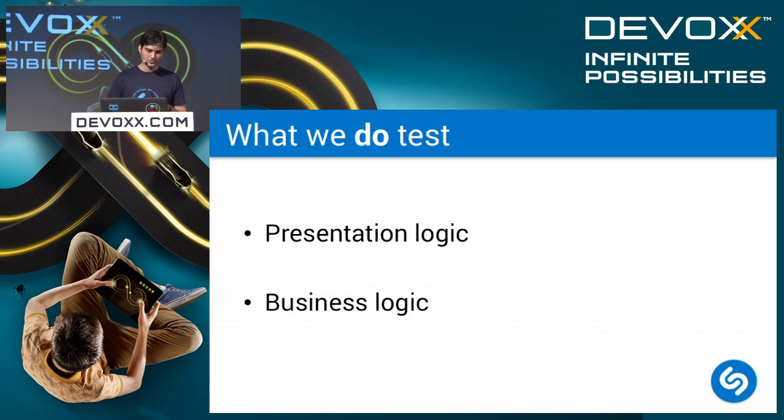So I'm going to state the obvious, and what we do test is anywhere where we have logic. So presentation logic is the first thing. We want to test when devices show things in and out of your screen. There is definitely logic connected to that, so we want to unit test that as closely as possible.